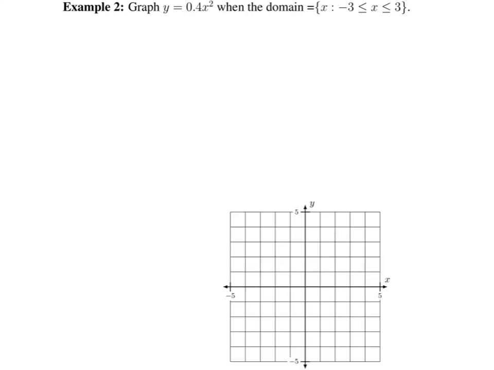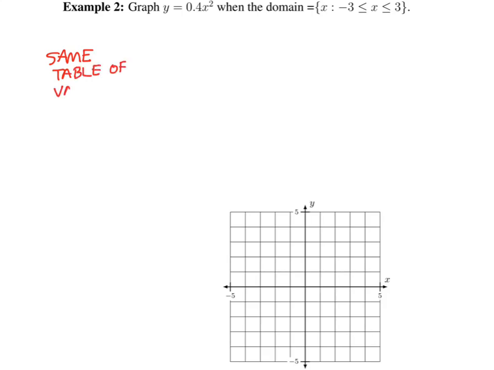Example 2: graph y = 0.4x², but this time the domain is limited. This is new. The domain is only the numbers between -3 and 3. You see the inequality -3 ≤ x ≤ 3. That means the numbers between -3 and 3.